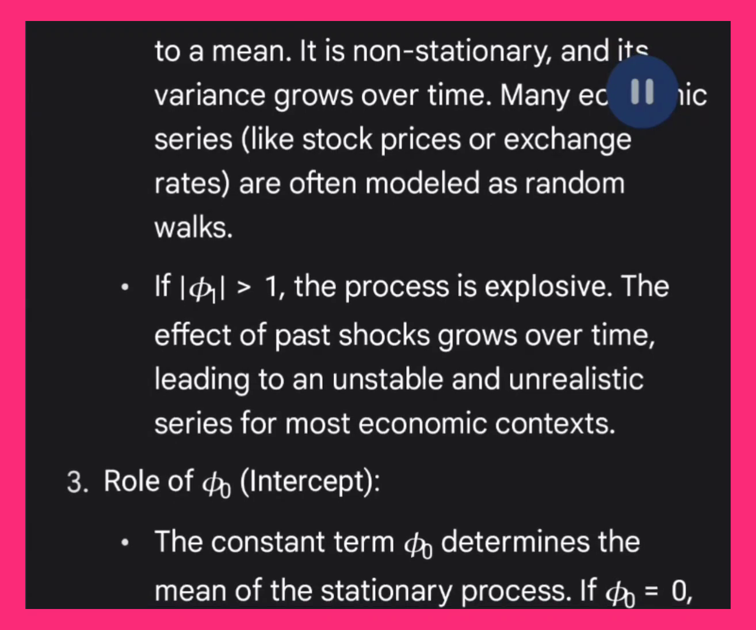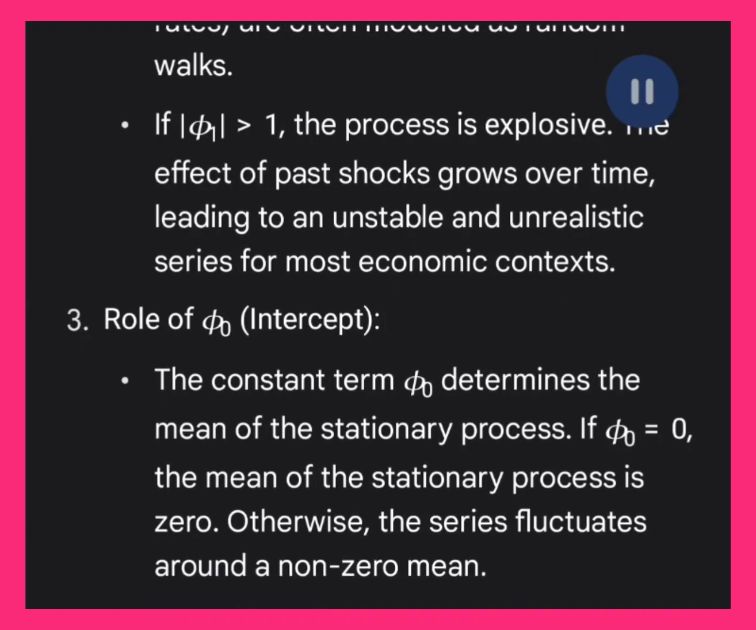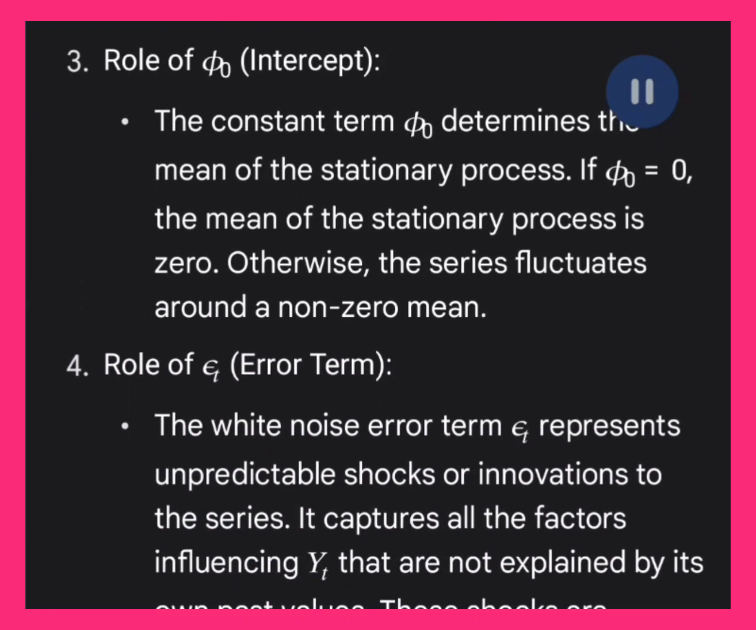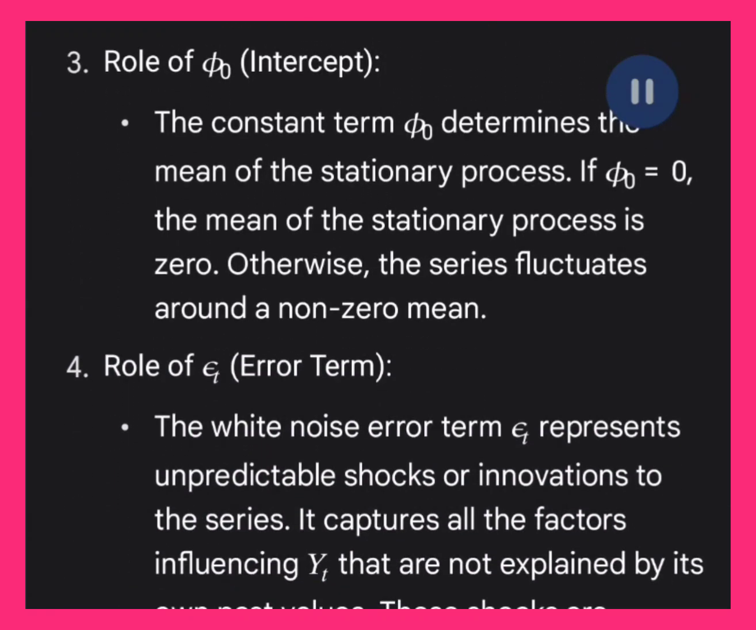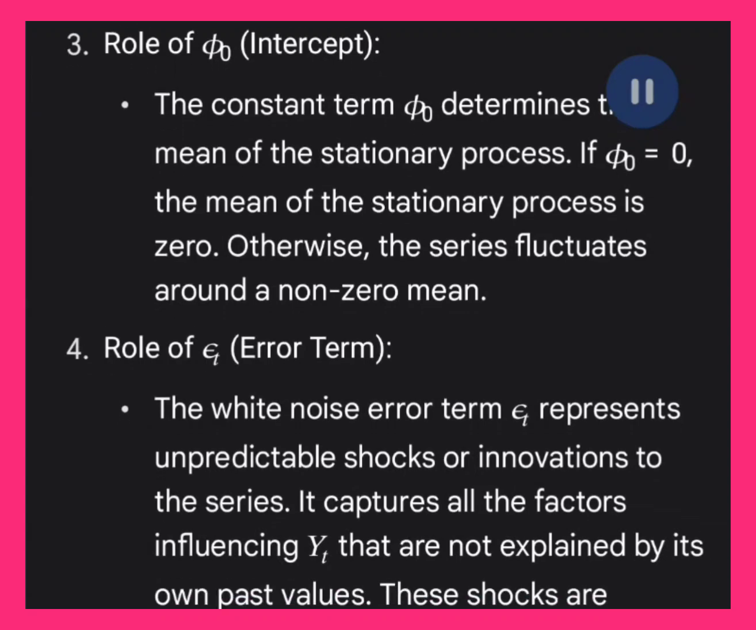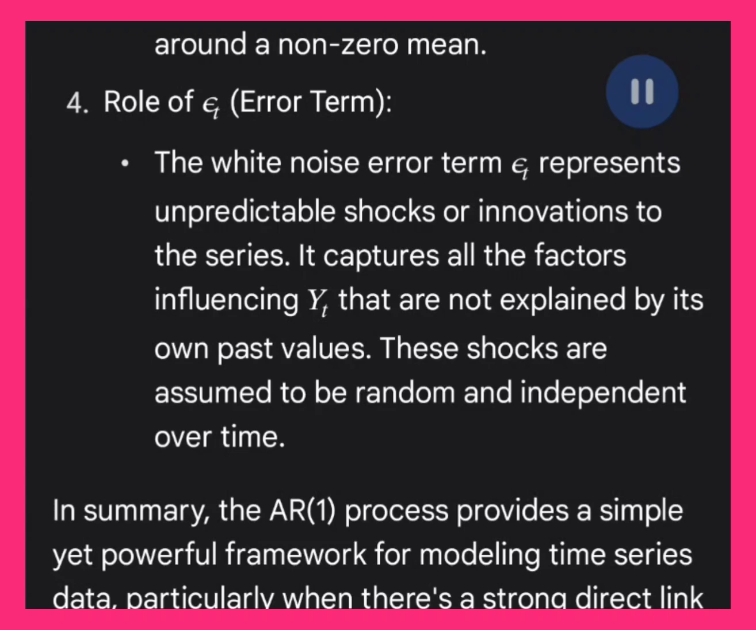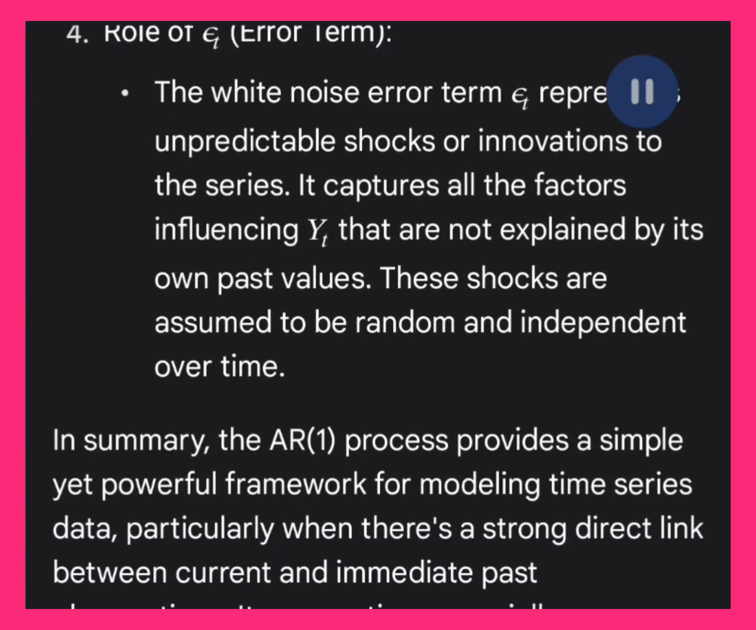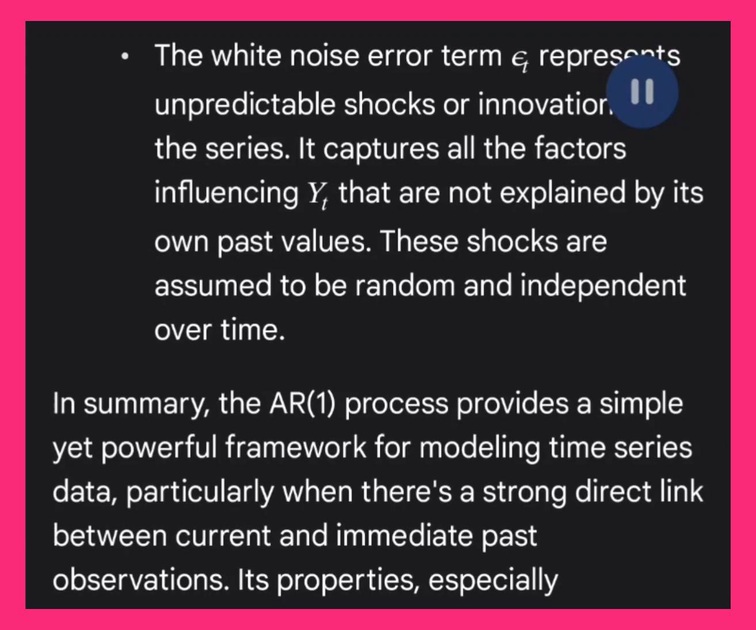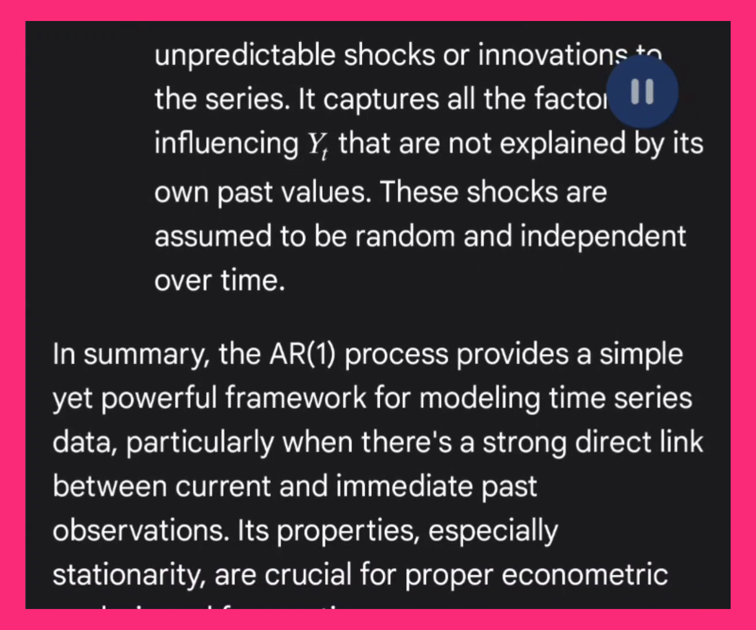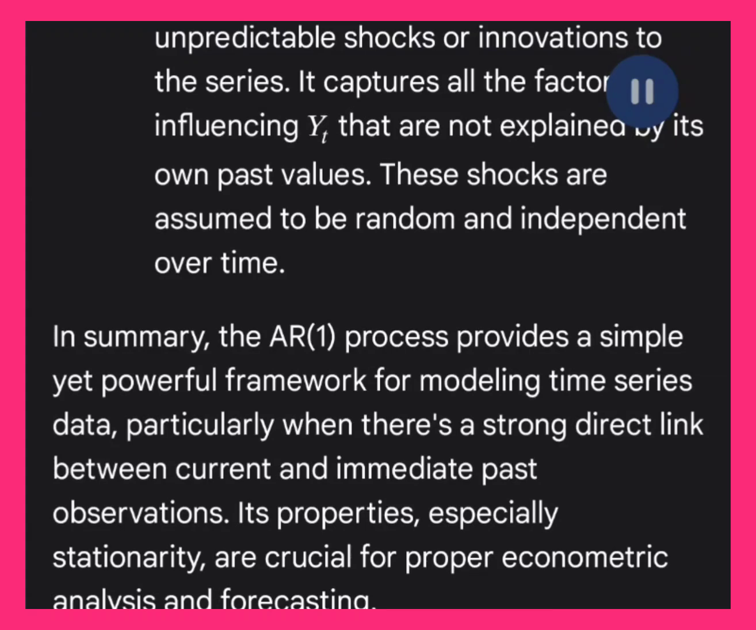3. Role of φ₀, the intercept. The constant term φ₀ determines the mean of the stationary process. If φ₀ = 0, the mean of the stationary process is 0. Otherwise, the series fluctuates around a non-zero mean. 4. Role of ε_t, the error term. The white noise error term, ε_t, represents unpredictable shocks or innovations to the series. It captures all the factors influencing y_t that are not explained by its own past values. These shocks are assumed to be random and independent over time.